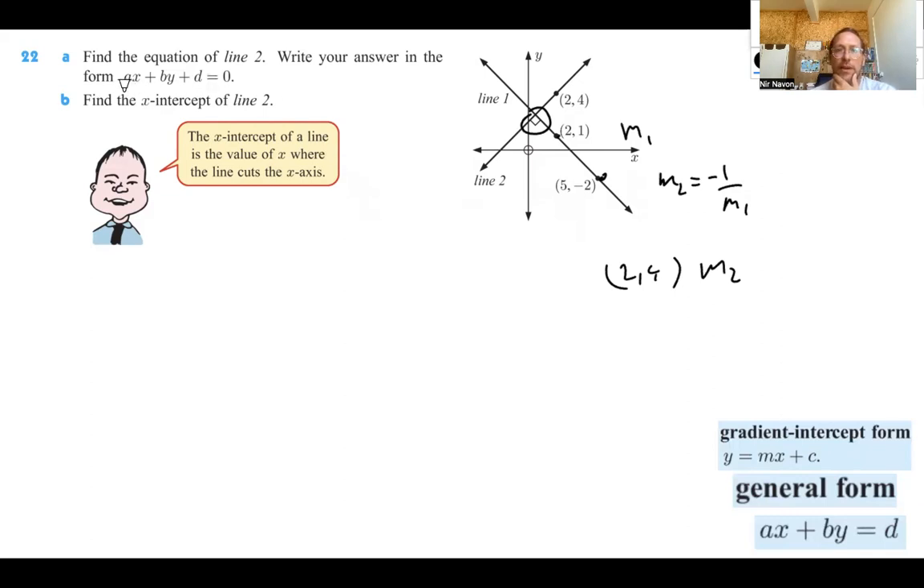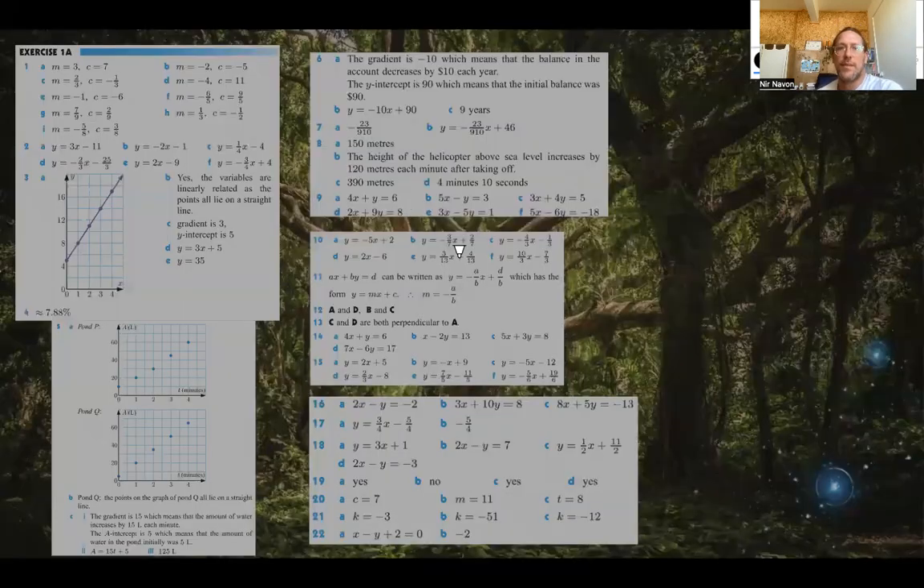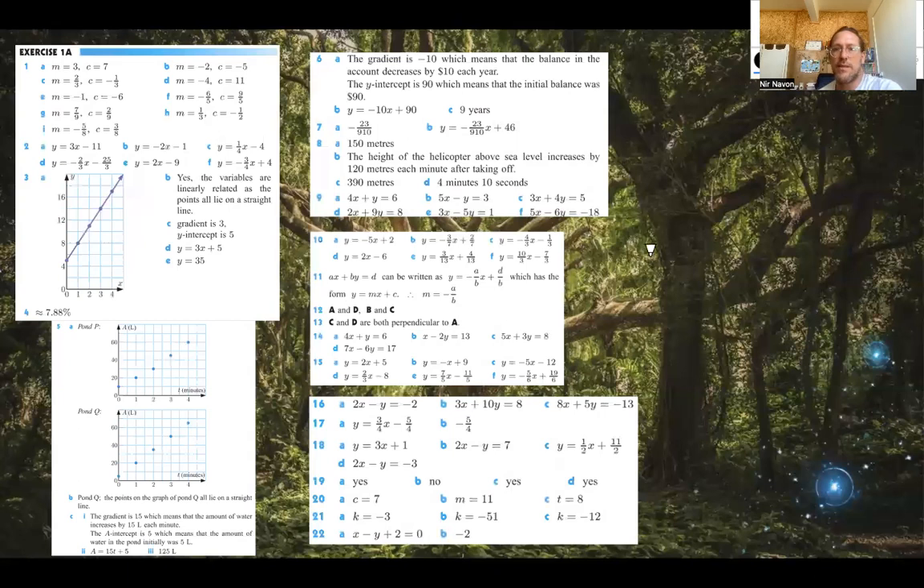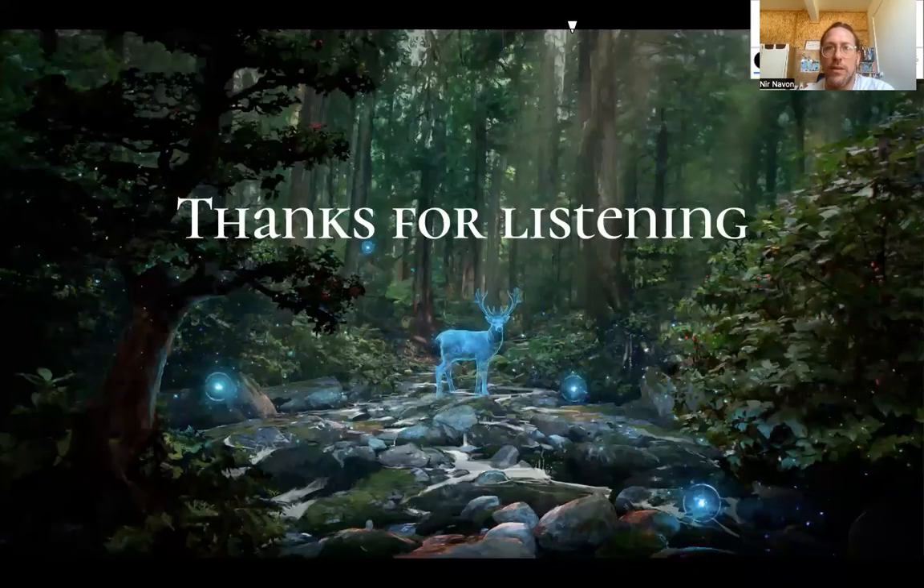But then we need to give our answer in the form ax plus by plus d equals 0. Once we have that, I don't know if we have time to solve everything. Once we have that, we can find the x-intercept by just substituting y for 0. In this case, the y is 0, so we can find what x is. Here you have the final solutions. Thank you for listening and good luck. Solve and see that it works for you.